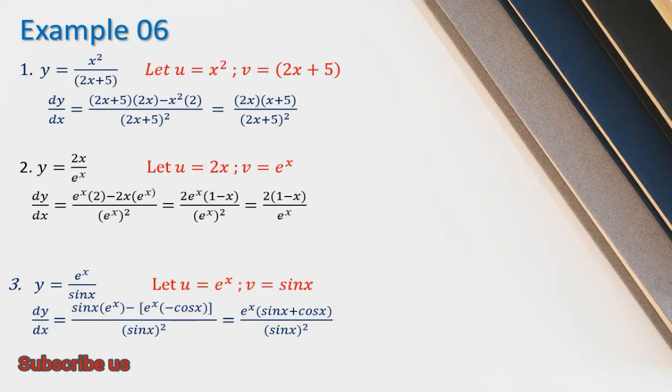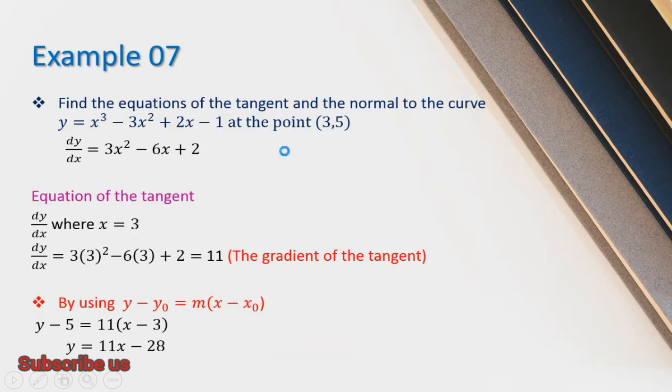Next, example number 6. Y equal x square over (2x plus 5). Let u as x square, v as 2x plus 5. Then dy by dx equal (2x plus 5) times the differentiated function of the numerator function minus the numerator function times the differentiated function of the denominator function, and finally divided by the denominator function square. As the final answer we can get this.